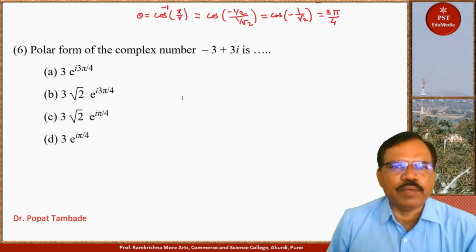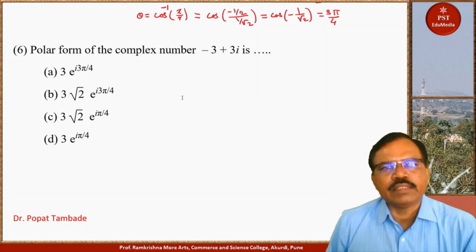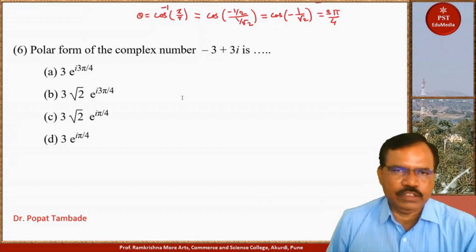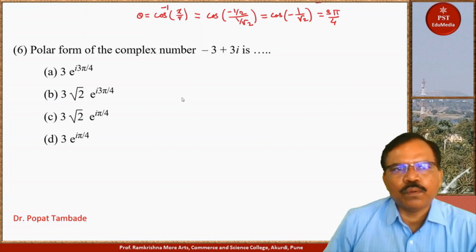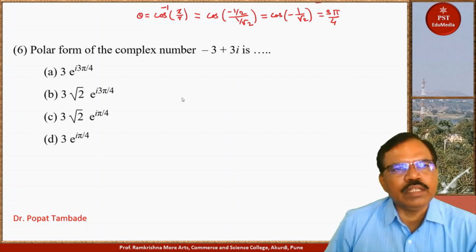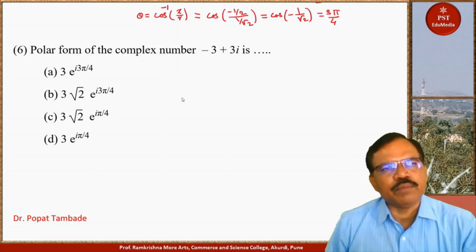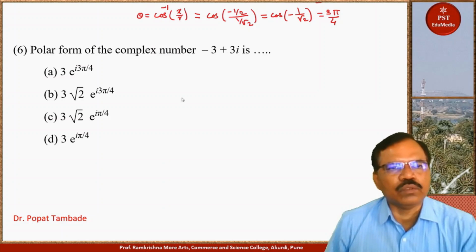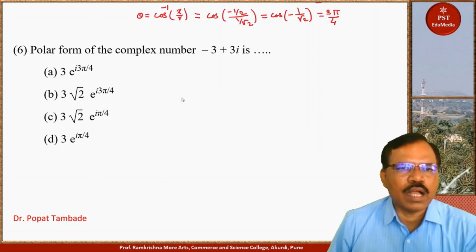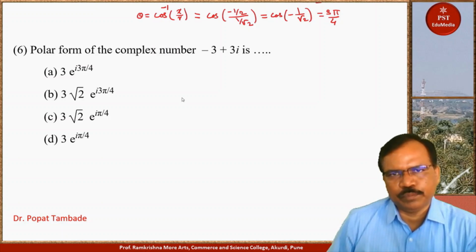Polar form of the complex number minus 3 plus 3i is? A is equal to 3 e raised to i 3 pi by 4. B is equal to 3 root 2 e raised to i 3 pi by 4. C is equal to 3 root 2 e raised to i pi by 4, and D is equal to 3 e raised to i pi by 4.